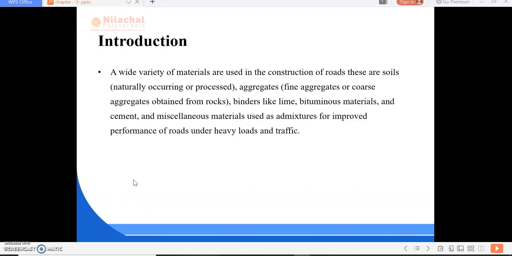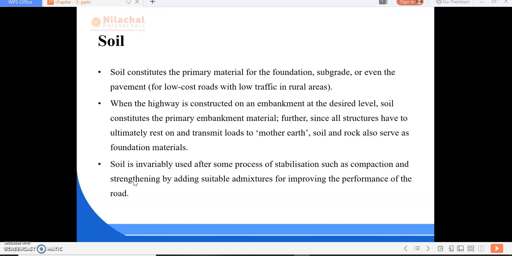So a wide variety of materials are used in the construction of roads. These are soils, naturally occurring or processed; aggregates, that is fine aggregate or coarse aggregate obtained from rocks; binders like lime, bituminous materials, and cement; and miscellaneous materials used as admixtures for improved performance of roads under heavy loads and traffic. So, first of all, I'm going to explain to you about soil.